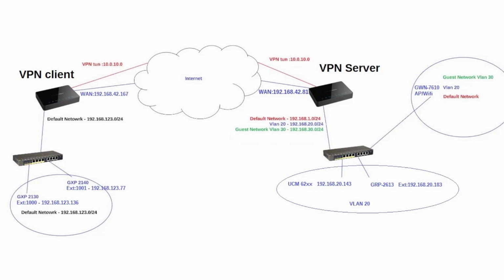We're going to have a default VLAN 20, VLAN 30 network running on our server. Then our client is going to have the default network with the third octet ending in 123. But as you can see in this topology, we have two ways of accessing the equipment. We can do this over the internet with port forwarding, which most of you may already be familiar with.